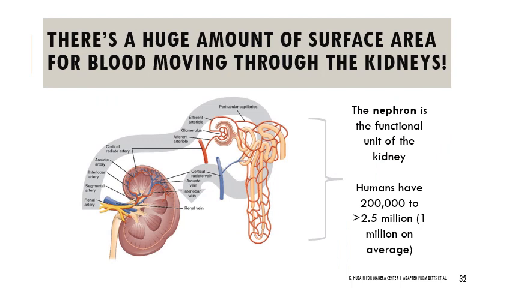So as blood enters the kidney, it's entering through the renal arteries. Remember, arteries move blood away from the heart to body tissue. So blood is entering through the renal arteries, it's going to get filtered, and then it's going to go back to the heart, eventually through the renal veins. So there's tons of blood coming in.